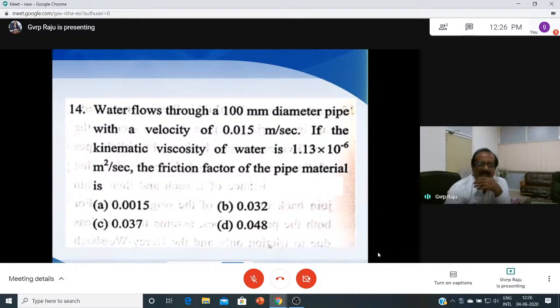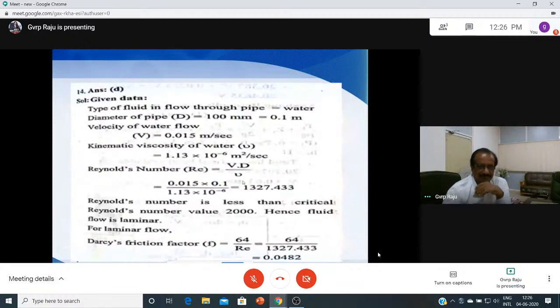Next problem: water flows through a 100 mm diameter pipe with a velocity of 0.015. If the kinematic viscosity is given, what is the value of the friction factor? Very simple problem. The velocity of the water is 0.015 and the kinematic viscosity is 1.13 times 10 to the power minus 6. We have to find the Reynolds number.